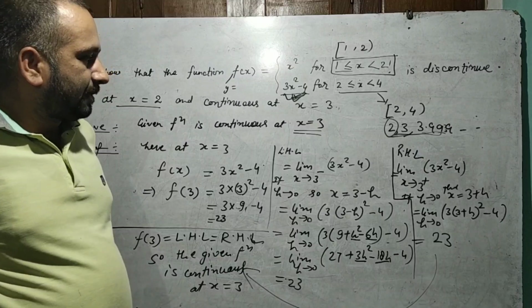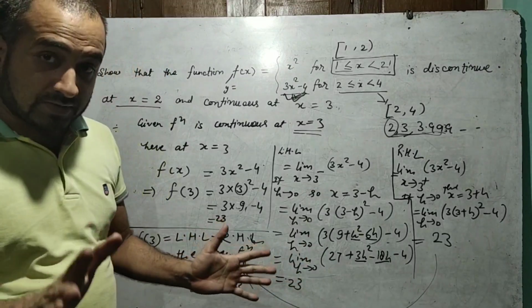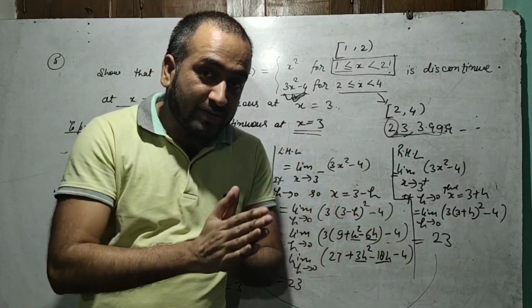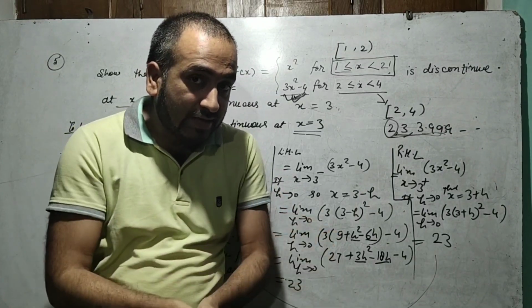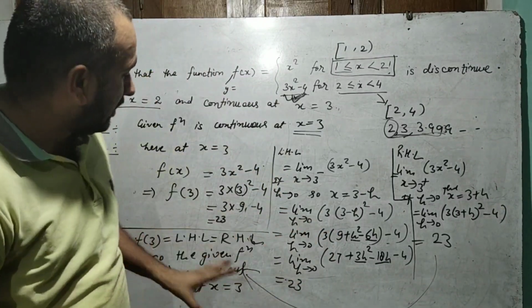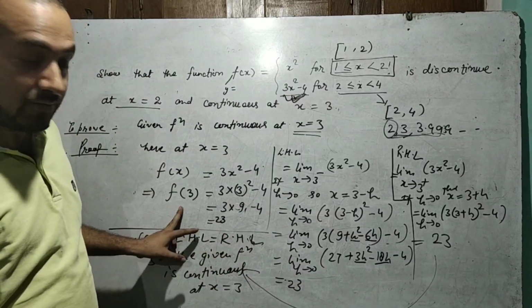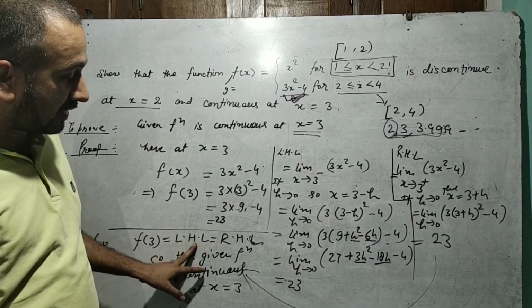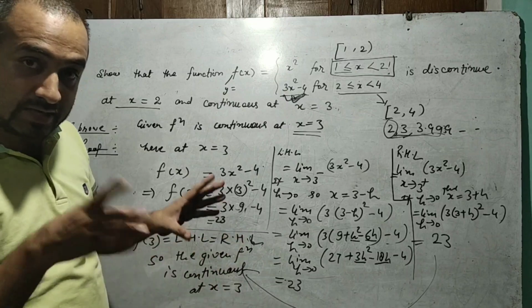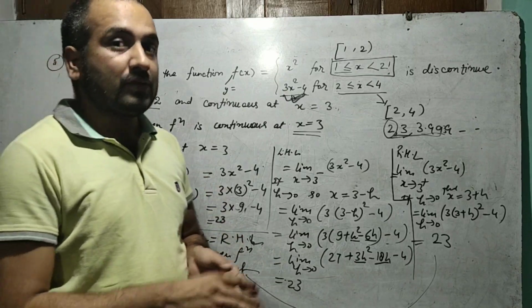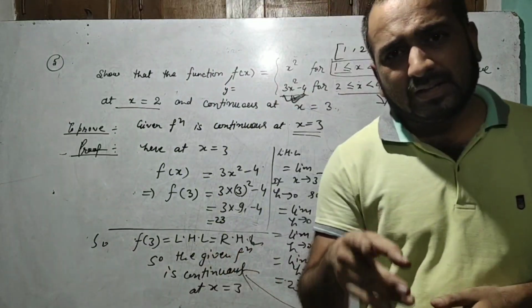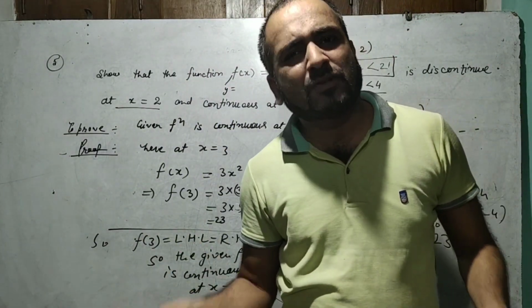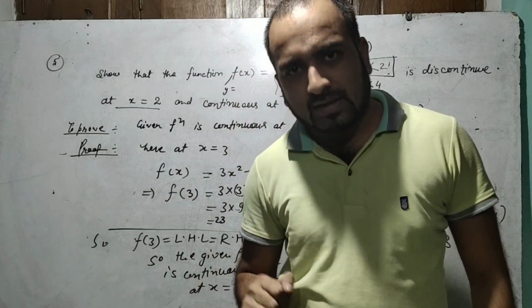Okay students, that's it. So the function you have learned: the function is continuous when the limit exists, meaning LHL is equal to RHL, and that is also equal to the value of the function f of 3 here. F of 3 is equal to LHL is equal to RHL. That means the function is continuous. So students, I will tell you something more. If f of 3 is not equal to the left hand limit, the function is discontinuous.